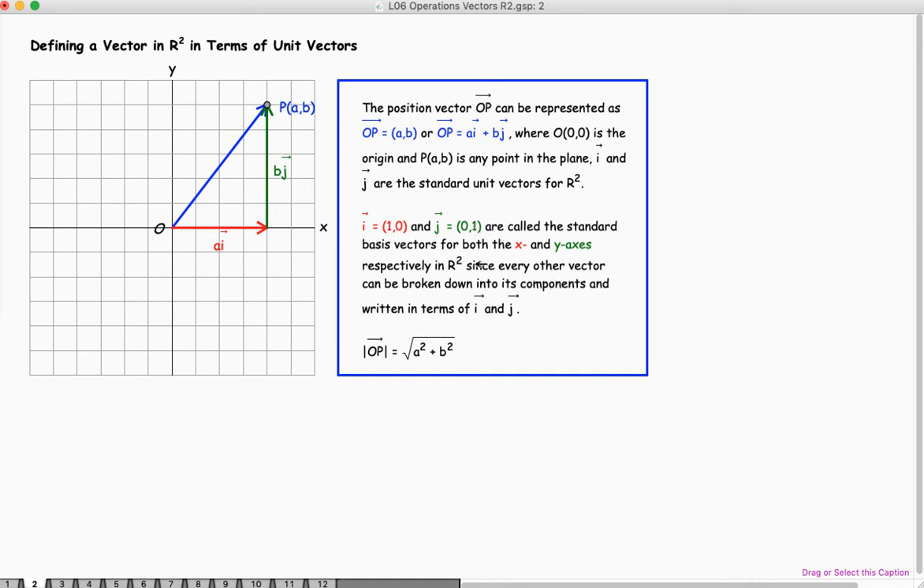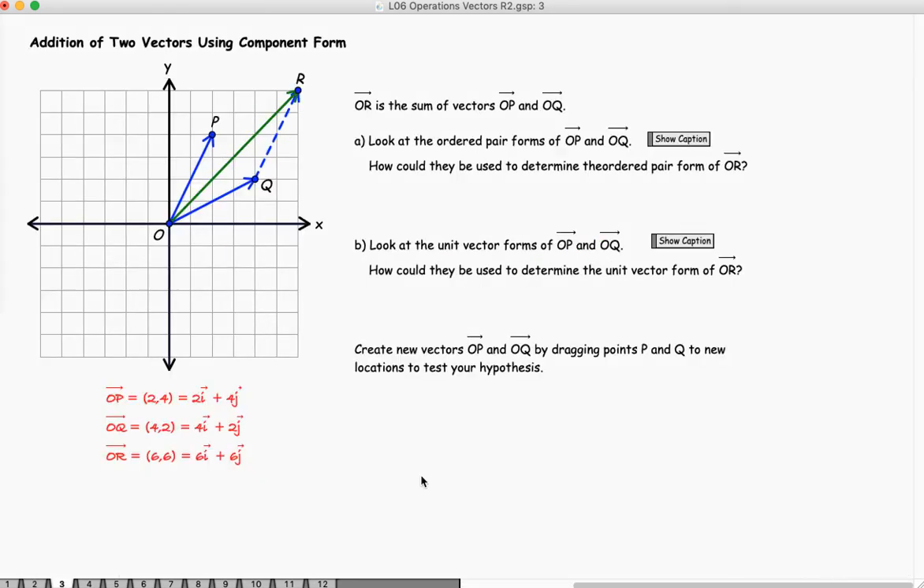Every other vector in R2 can now be broken down into its components. You're familiar with components. For those of you who have taken physics, this is really component form, and we can write them all in terms of i and j. Now the magnitude of this vector would be the square root of a squared plus b squared. That makes sense because that's coming from the Pythagorean theorem.